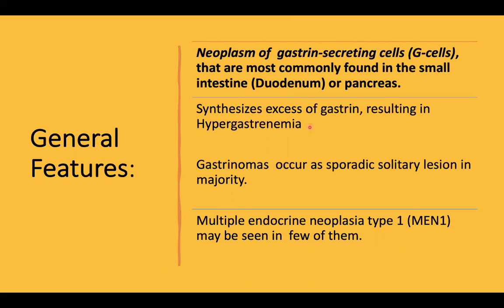Gastrinoma synthesizes excess of gastrin. Gastrin, as you all know, is the most potent secretor for hydrochloric acid from parietal cells. So there is hypergastrinemia, that is the result. Gastrinomas occur as sporadic solitary lesions in most individuals, whereas association with MEN1 or multiple endocrine neoplasia is also seen in a few individuals.